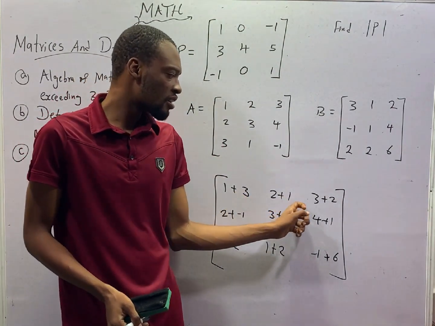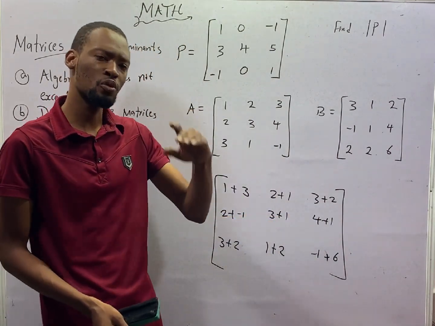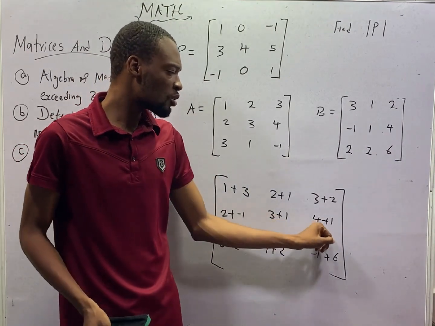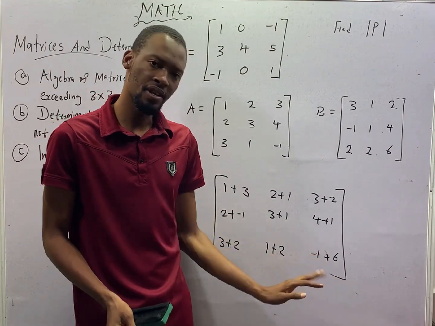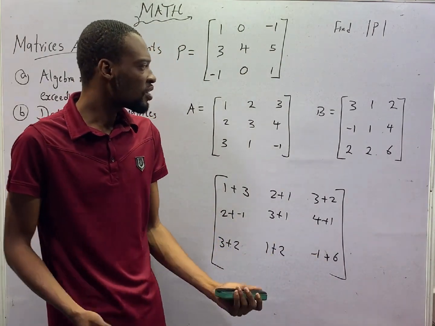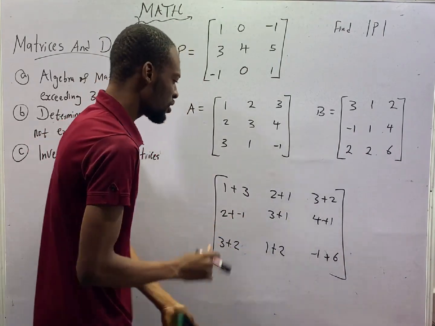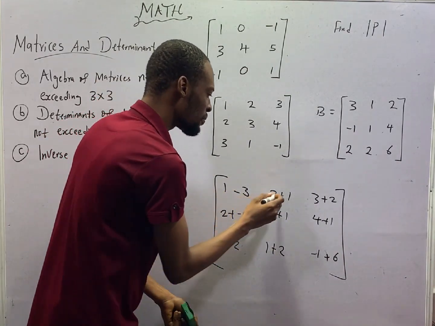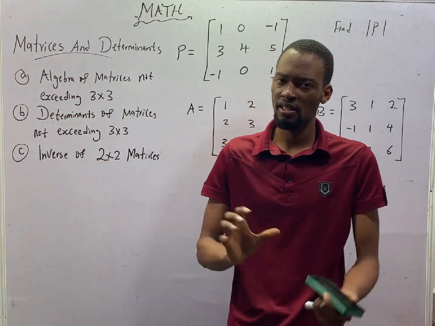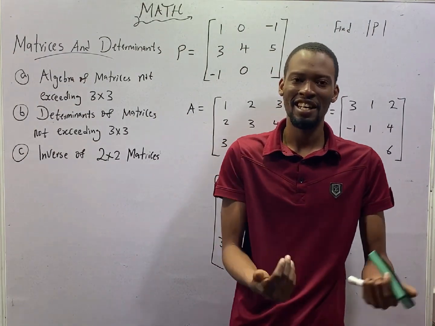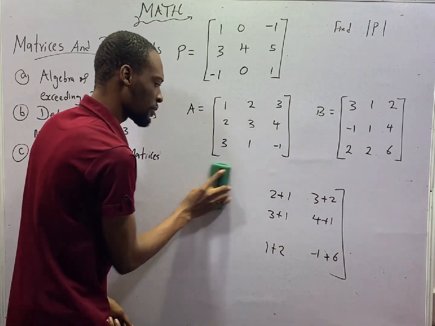If you solve this correctly, here will give you 4. You have 3 here. You have 5 here. You have 1 here. 2 plus minus 1 is 2 minus 1. You have 4 here. You have 5 here. You have 5 here. You have 3 here. And you have 5 here. You've added. If you are told to subtract, or to find A minus B, instead of plus, you put minus. There is no difference in the method of adding and subtracting matrices. It is just for you to understand the operation.